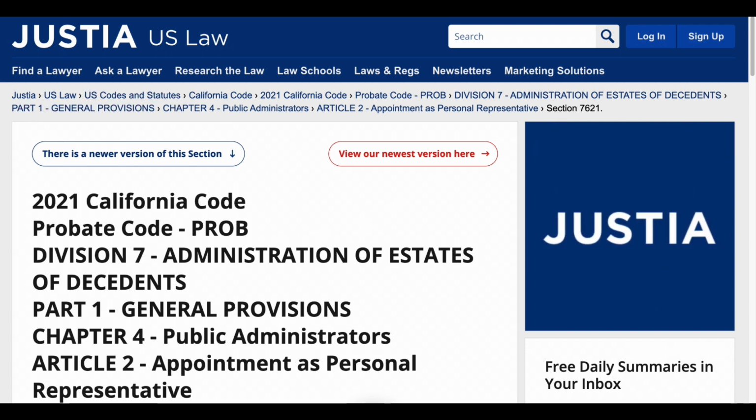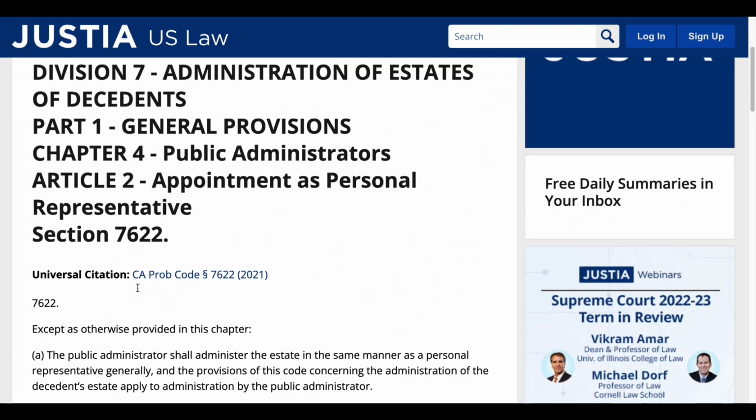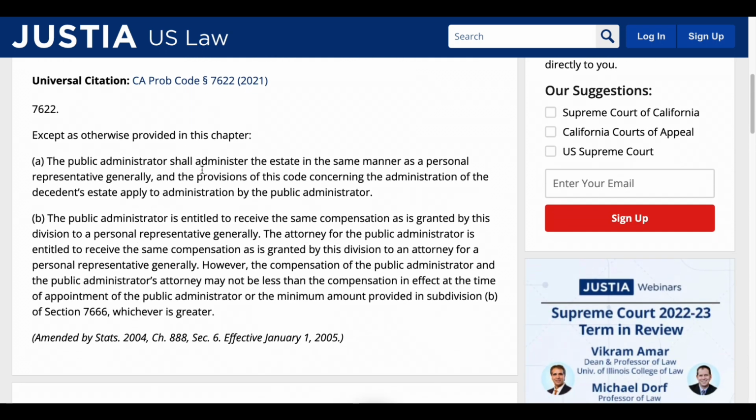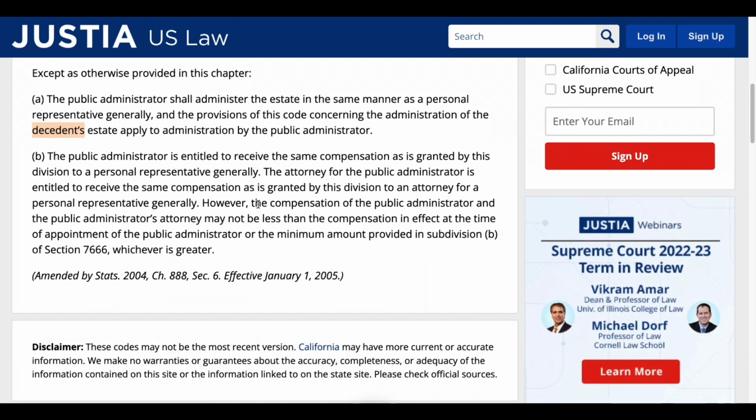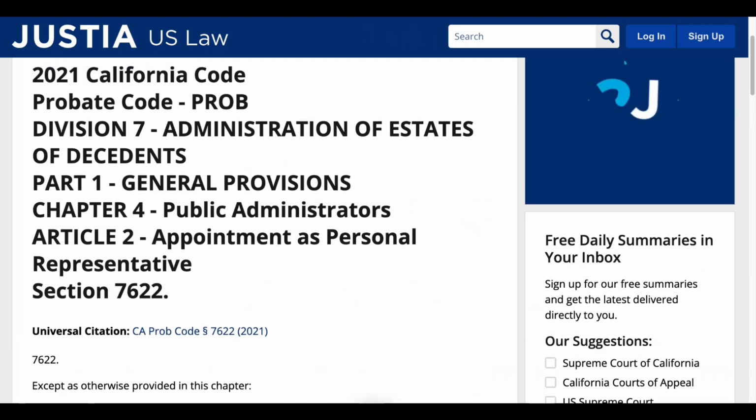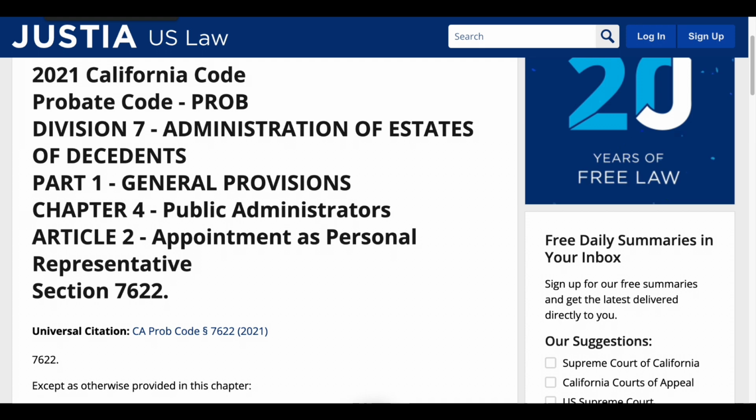Let me back up. Let's see. Public administrator. The public administrator shall administer the estate in the same manner as a personal representative generally, and the provisions of this code concerning the administration of the decedent's estate apply to administration by the public administrator. There's that word again, decedents. Okay. Now this also applies for someone who actually is dead. But you just saw for yourself, and I'm not going to read this whole thing because I want to kind of shorten this up a little bit. I'm already almost 20 minutes in.